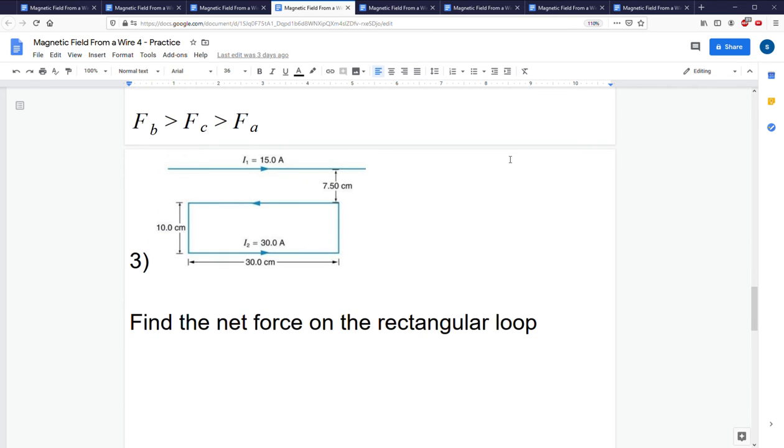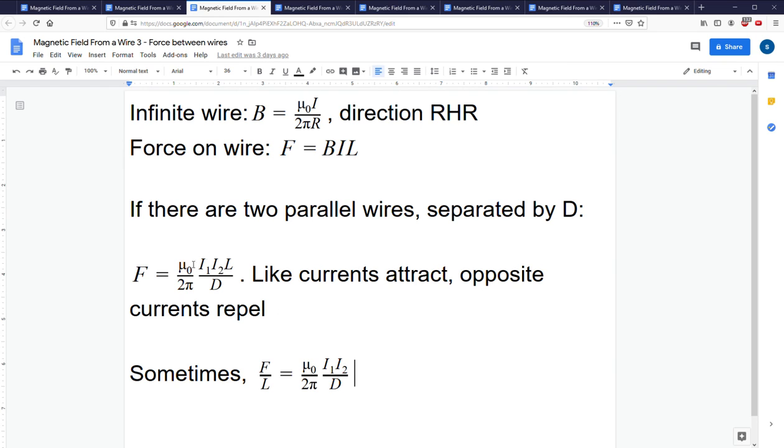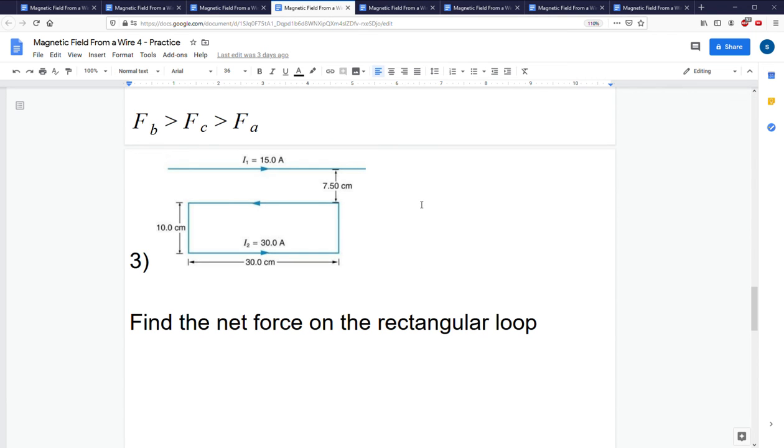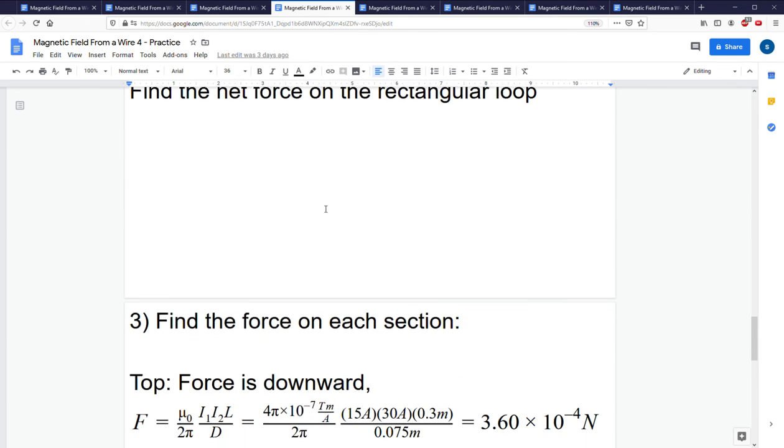Problem 3. Find the net force on the rectangular loop. Please pause the video and attempt this problem. So this is a case where we have an infinite wire and a finite wire, or rather 4 sections of finite wire. So we can use this formula where L is the length of the finite section. So let's take them in pieces. First, the top part.